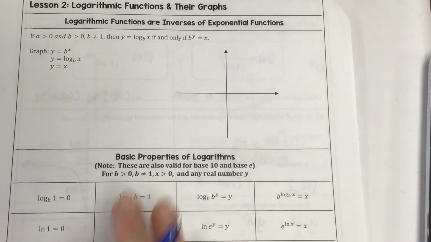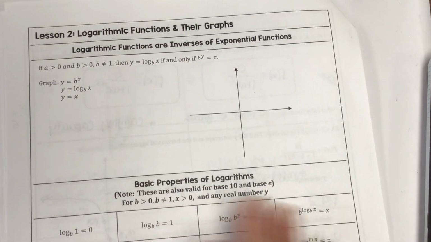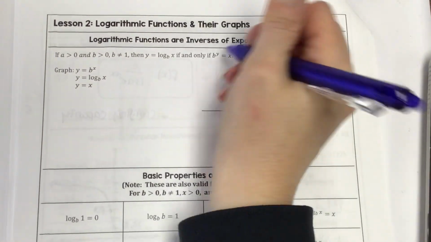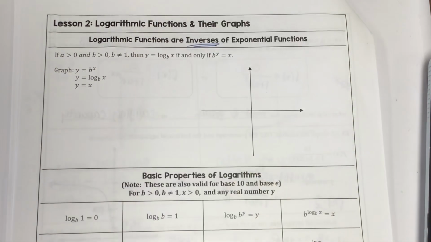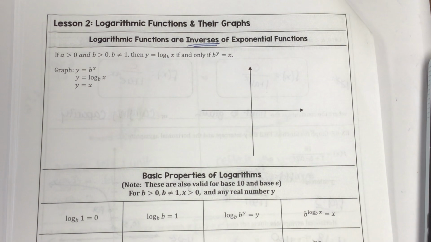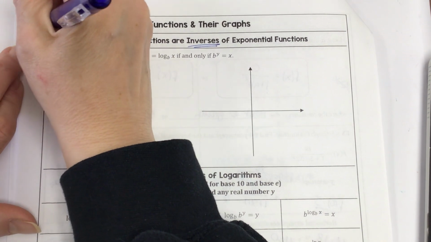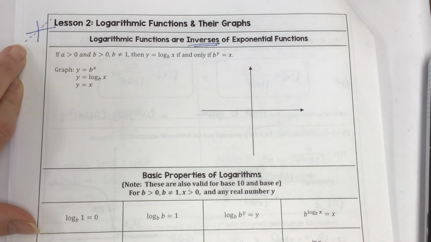Now we're going to move on to logarithmic functions, and here, what do we know about logarithmic functions and exponential functions? They are inverses, right? So you remember your inverses. We remember inverses reflect across the line y equals x. Do you agree? Everybody remember that?